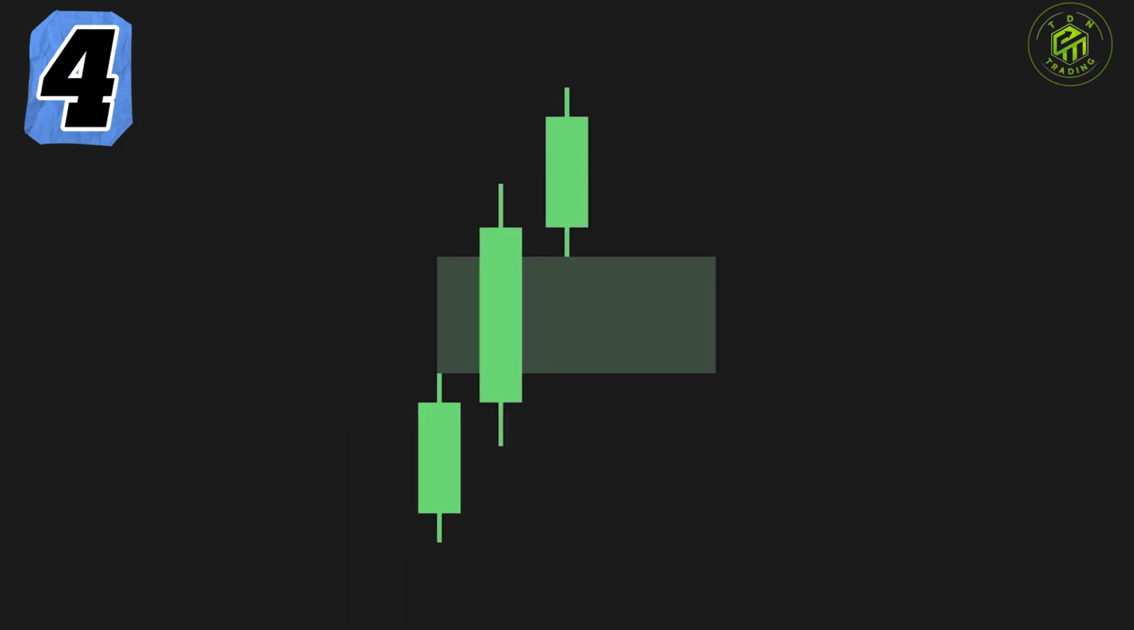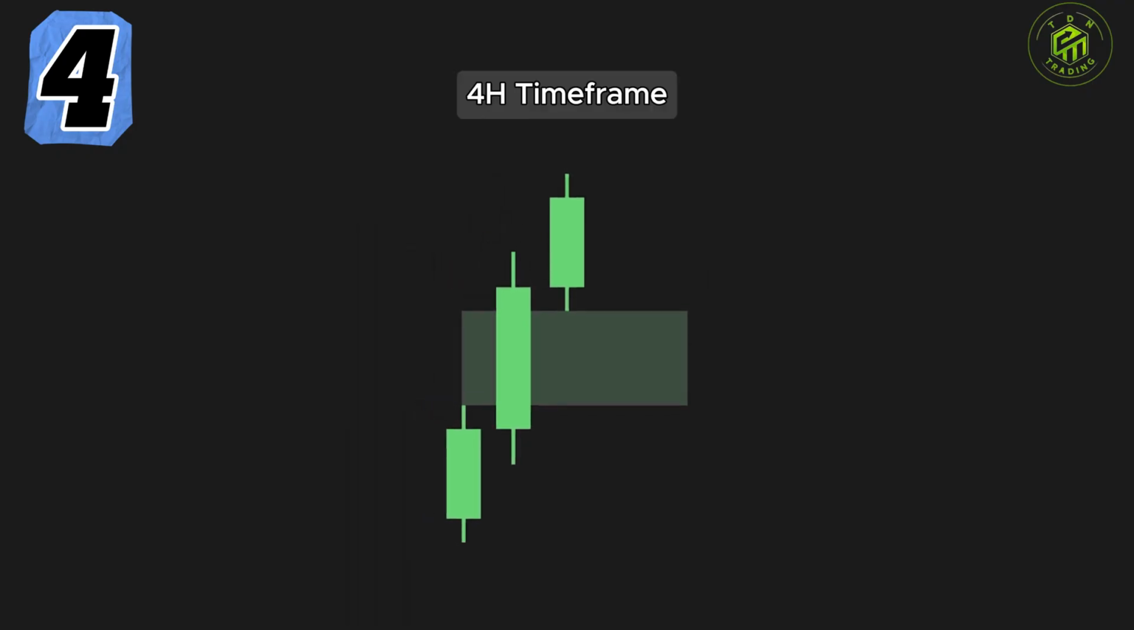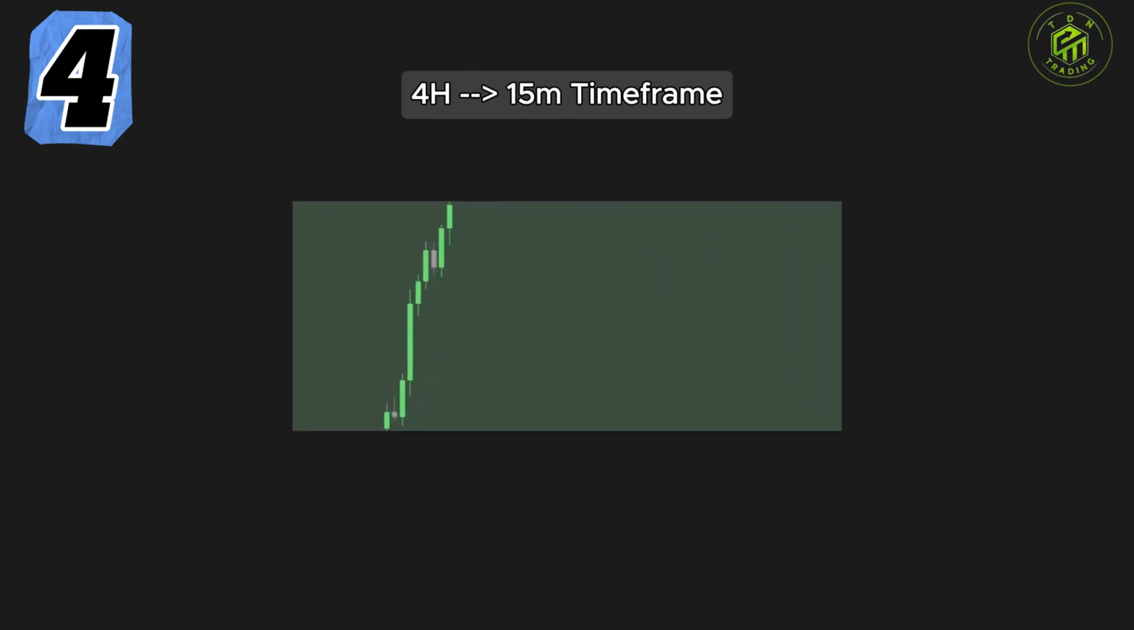Let's say for this example, we found this FVG on the 4-hour time frame, which is giving us quite a large range that the price could potentially reverse from. So instead of taking a trade with such a wide margin of error, we can instead move down in time frames to find a more confined area.